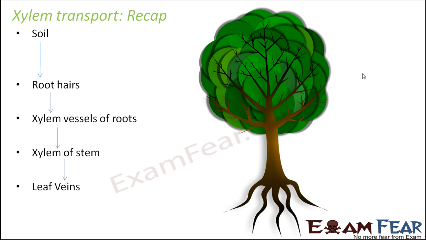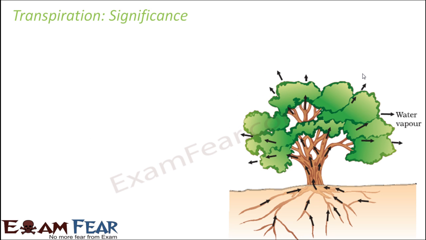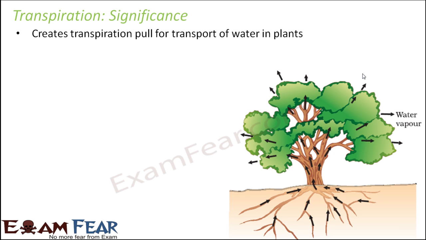Once it reaches the leaves, it also reaches the stomata of the leaves and finally evaporates out by the process of transpiration. And this process helps in transporting water to different parts of the plant. Now let us quickly look at the significance of transpiration. How is transpiration important? Needless to say, it creates the transpiration pull, which is helpful for transporting water to different plant parts, because I already discussed the significance of water.